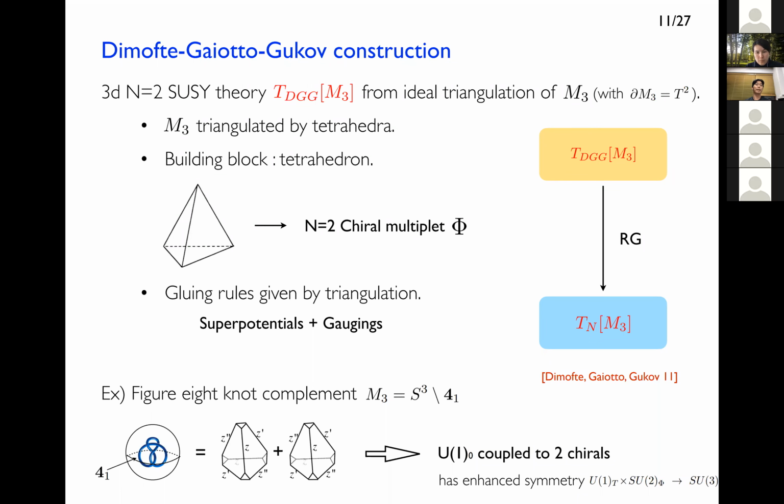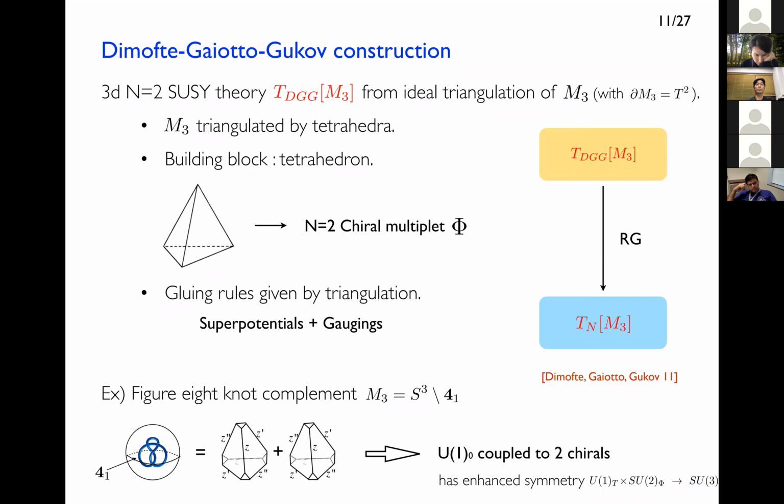To build a 3D N=2 field theory, we assign an N=2 chiral multiplet to each tetrahedron. The chiral multiplets are glued together by superpotentials or gaugings given by some gluing rules specified by the gluing rules of the tetrahedra. After gluing all these chiral multiplets, we finally get the T_DGG theory for the three-manifold M3. Then the claim is that T_DGG will flow to the theory T[M3]. And this is the DGG construction for a given three-manifold.